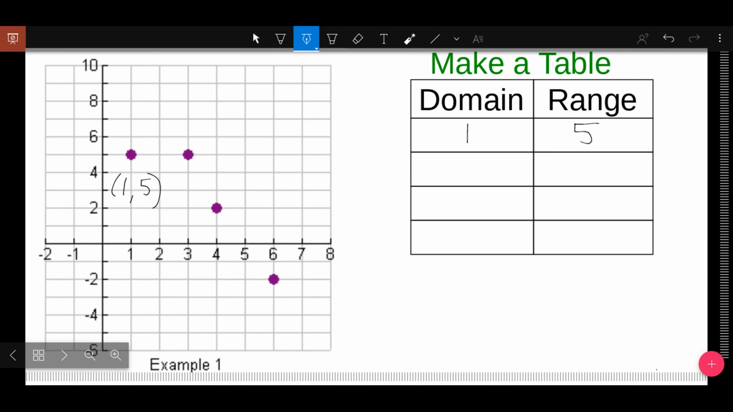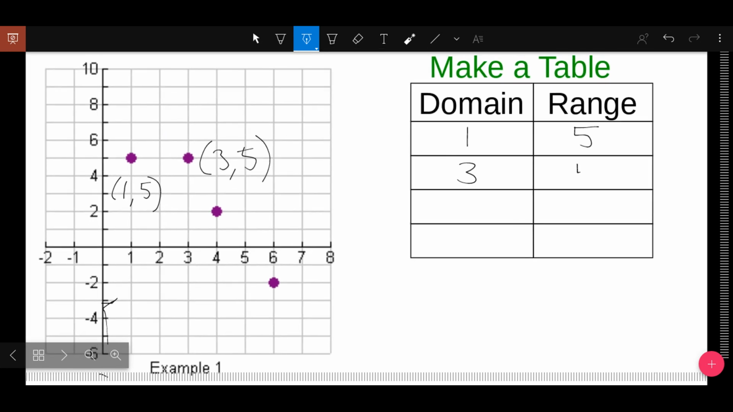Okay, the next one we're going to look at is this dot here. What's the coordinate? Well, it's 3 and 5. So we're going to put 3 and 5 would be our coordinate. So our domain is 3 and 5. Now we're on to this coordinate. Well, x value is 4, y value is 2, so our coordinate is 4, 2.